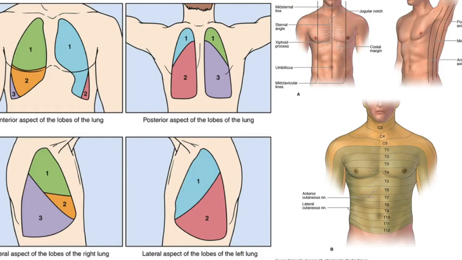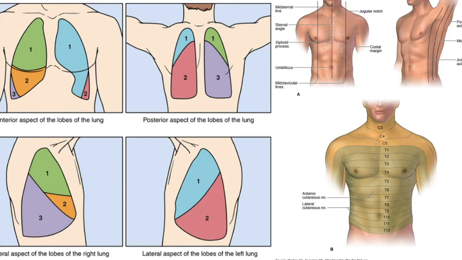But on the anterior aspect, we have a middle lobe on the right lung, which corresponds to the inferior portion of the right lung field. Note that in the left lung field, since we don't have a middle lobe, almost the entire surface of the anterior left lung field will give sounds coming from the superior lobe of the left lung.